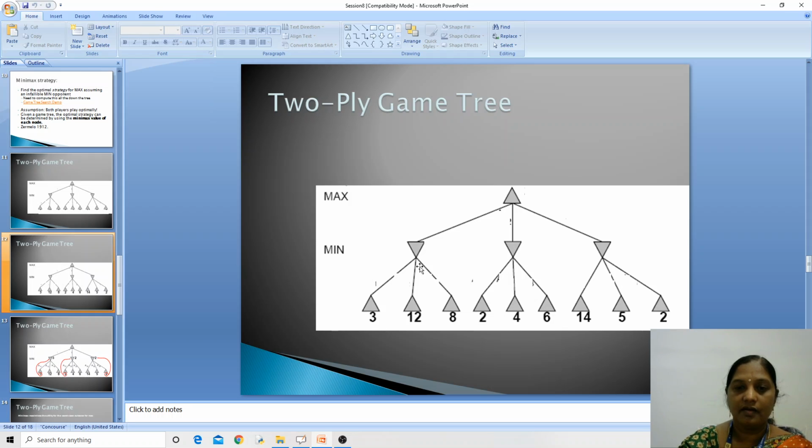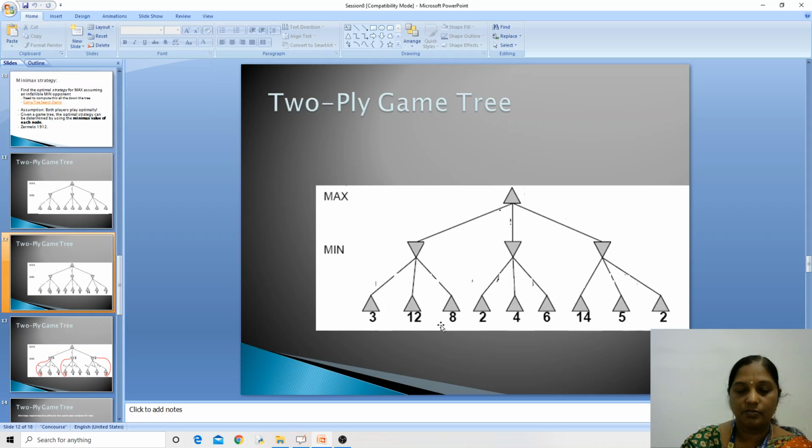One more thing you need to remember: this game tree, that means adversarial search, completely depends upon depth-first search, DFS. I think you are very clear about DFS. Which data structure do we use for DFS? A stack. So from the root node I travel towards the last node. This is the terminal 3. Now, for 3, 12, 8, who is playing the game? Min is playing the game.